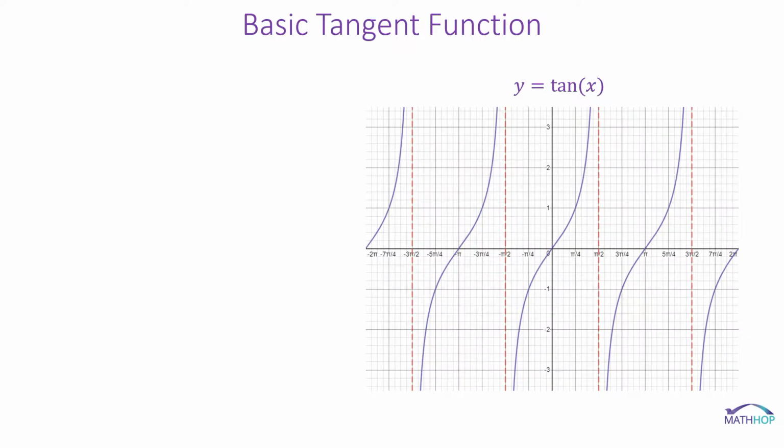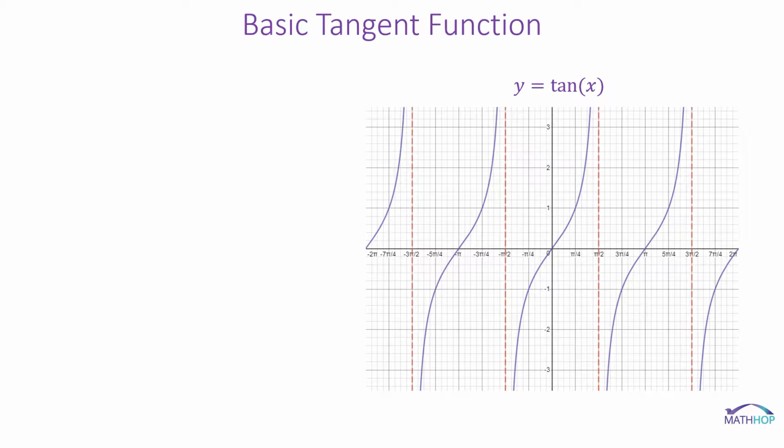So let's take a look at the basic tangent graph. This is y equals tangent of x, and clearly it looks different than every other trigonometric graph we have seen so far. It does not look like sine or cosine, and that's because it is not continuous everywhere. There are definite breaks, these vertical asymptotes, throughout the graph of y equals tangent of x.